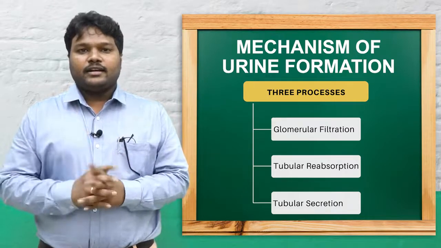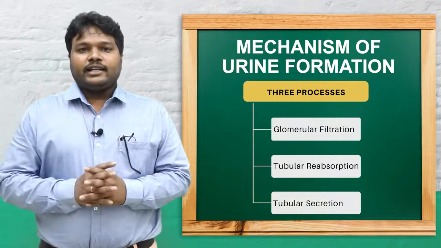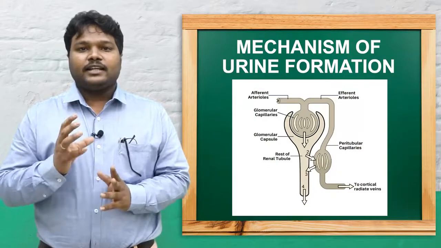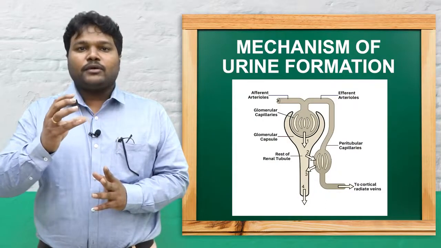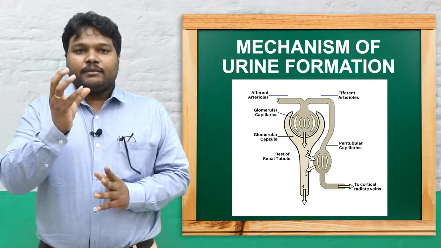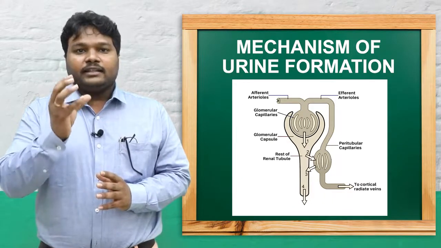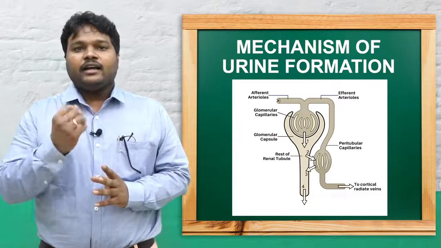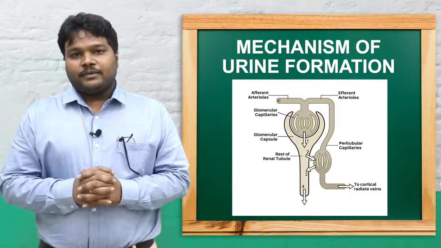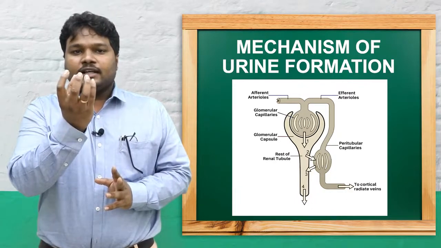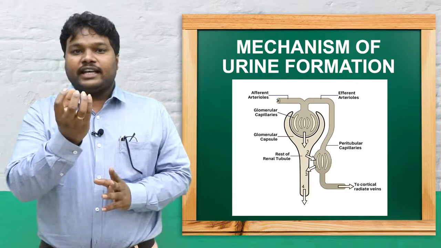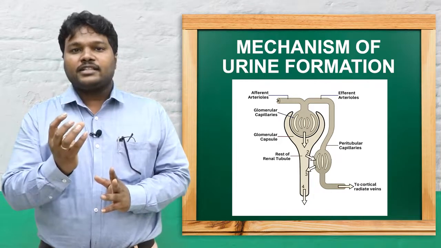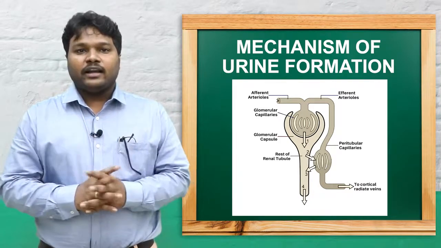In glomerular filtration, what happens is the nephron contains a glomerular structure that has glomerular capillaries. When blood is flowing through these glomerular capillaries, what happens? The blood contains a special substance called plasma. The plasma gets filtered in the glomerular capillaries, and the substance coming from the glomerular capillaries enters into Bowman's capsule. So the plasma is filtered and settled in Bowman's capsule. This is called glomerular filtration.